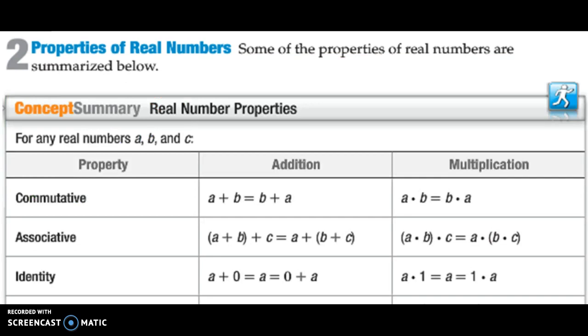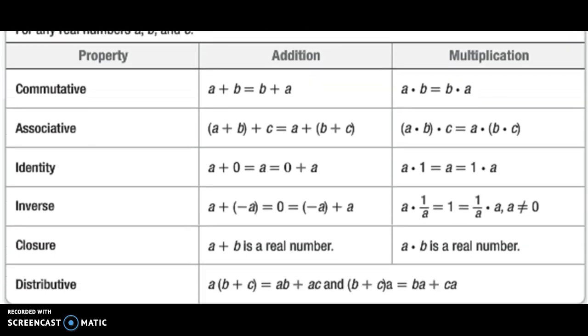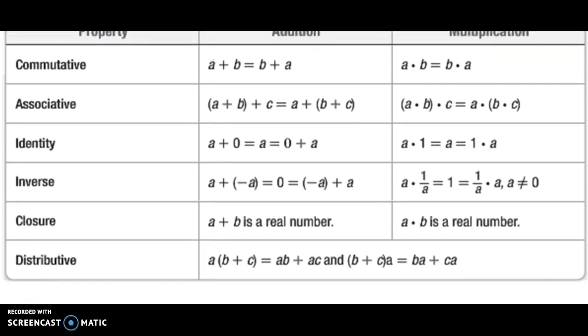So, we have some properties of real numbers in both addition and multiplication that work no matter what. So we have some letters A, B, and C. Okay? The commutative property says that A plus B is the same as B plus A. And you can think of an example. 2 plus 5, 5 plus 2. They both equal 7. Same is true in multiplication. A times B is the same as B times A. 3 times 2, 2 times 3.